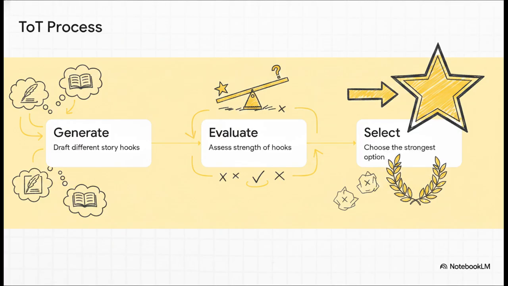Step 1 is generate. You ask the AI to draft 3 entirely different story hooks. Step 2 is evaluate. You have the AI actually assess the strength of each of those hooks. Step 3 is select. The AI chooses the strongest option and uses it to write the opening. It explores promising paths and just throws out the weak ones.